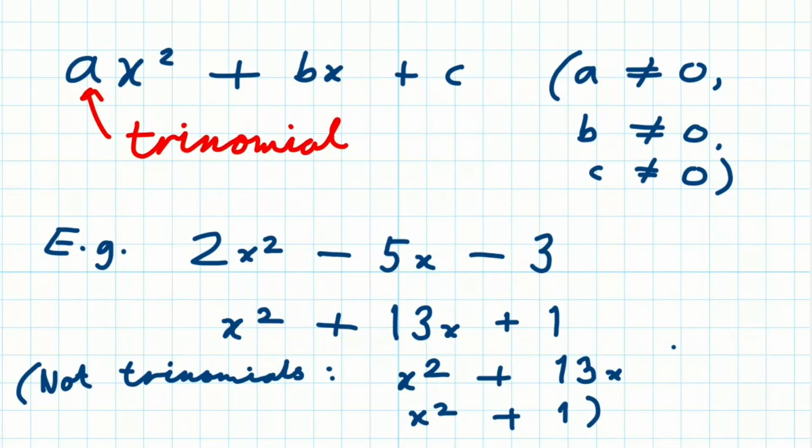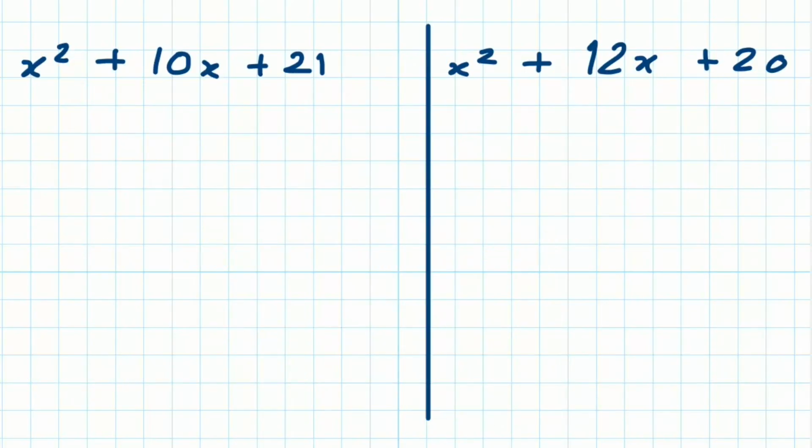For example, for the first one, a is equal to 2, b is equal to minus 5, and c is equal to minus 3. However, x squared plus 13x is not a trinomial, because if we put it in that form, c would be 0. Likewise, x squared plus 1 would not be a trinomial, because b would have to be 0. There is no x term. So if we are asked to factorise an expression and there is no common factor, and the expression is in this form of a trinomial, we can try this method.